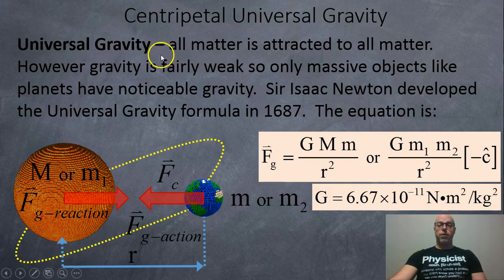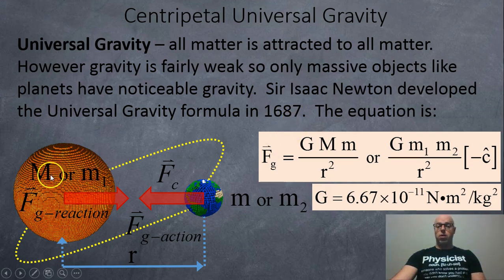So universal gravity: all matter is attracted to all matter. Gravity is pretty weak though, so you won't even notice it until you have something really massive like a planet involved. And Sir Isaac Newton developed the formula we're going to use in 1687.